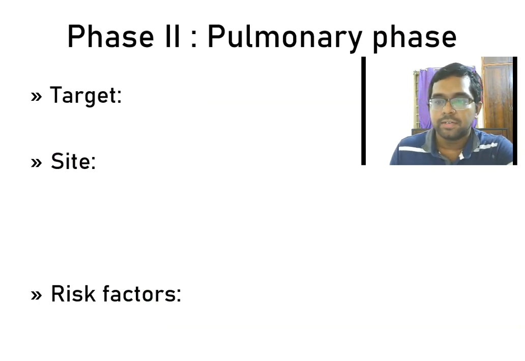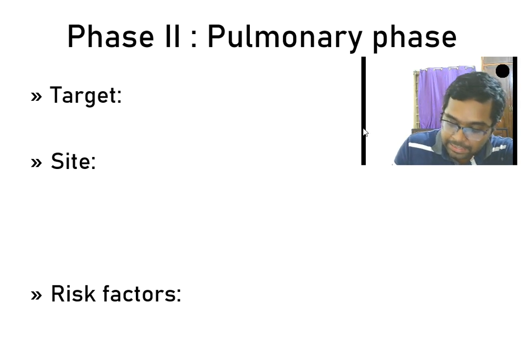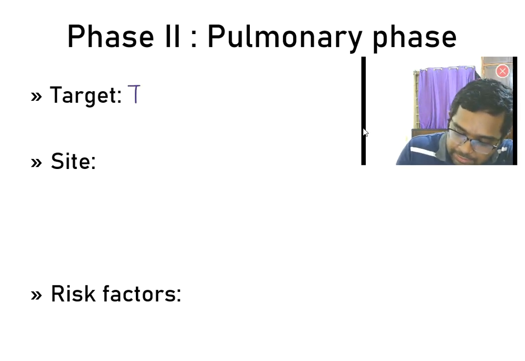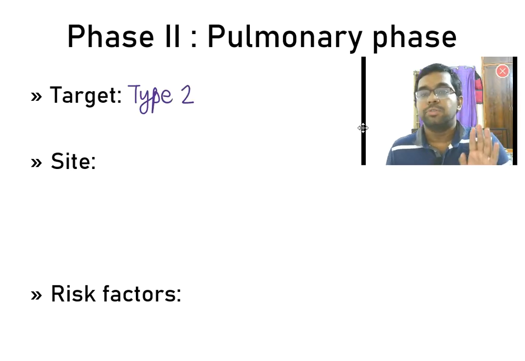Now coming to the secondary phase, which starts after the first week, the pulmonary phase. In the lungs, the parenchyma is the target for COVID-19. There are two types of cells lining the alveoli, type 1 pneumocytes and type 2 pneumocytes. The primary target for this COVID-19 infection is the type 2 alveolar cells, or type 2 pneumocytes.